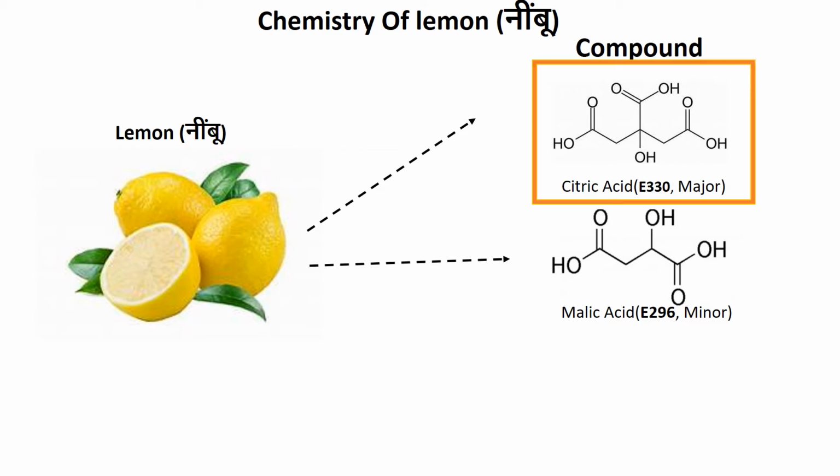Citric acid is present in much higher quantities than malic acid and is the main contributor to the lemon's sour taste. However, malic acid is present in around 5% of the concentration of citric acid. It is also found in apples and cherries, and is responsible for aspects of their flavor.